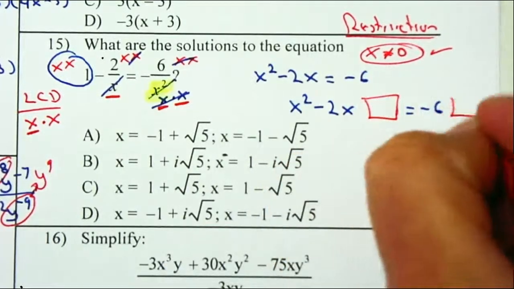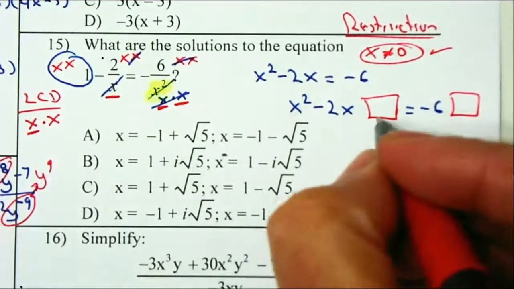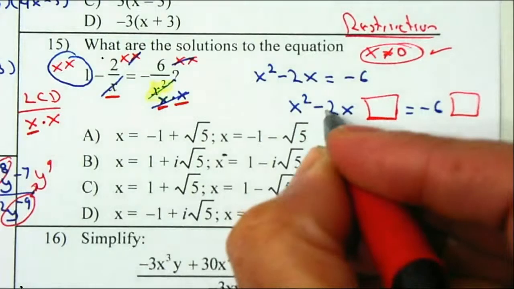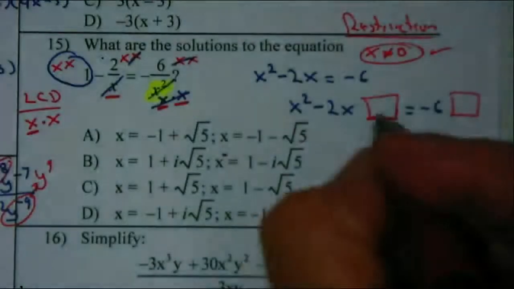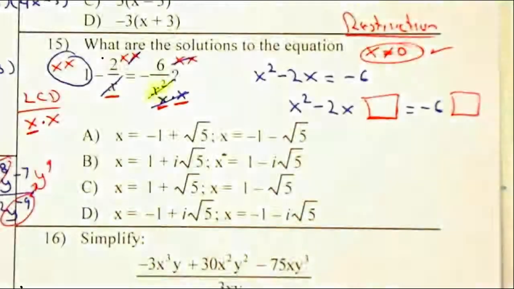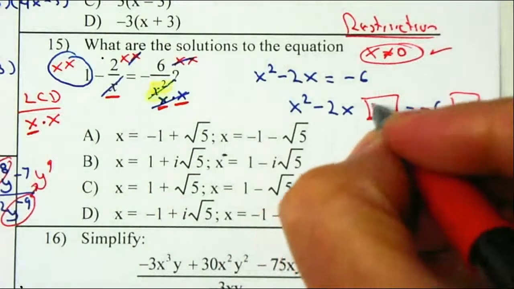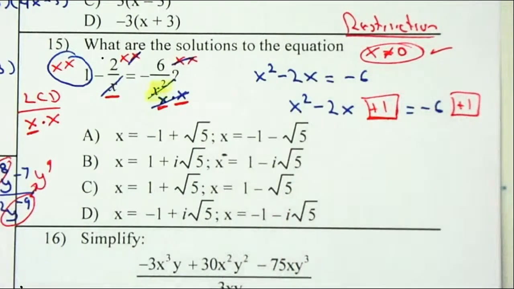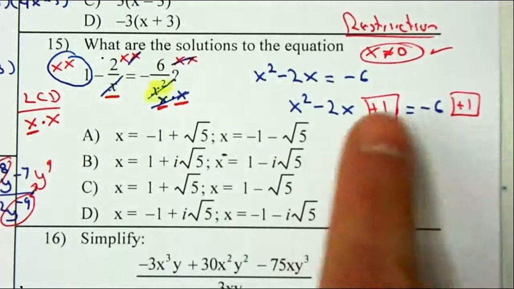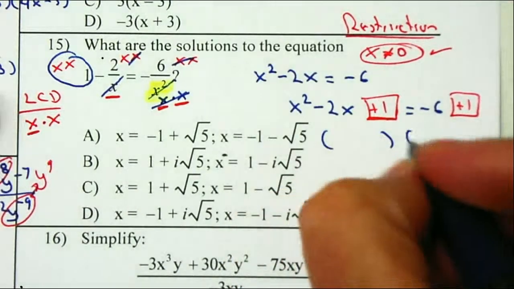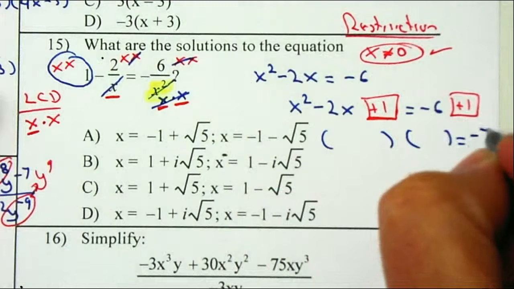To find this number, I'm going to take half of b. So half of negative 2 is negative 1, and then I'm going to square it. Half of negative 2 will be negative 1, squared gives me positive 1. Remember, what you do on one side, you need to do to the other side. Negative 6 plus 1 is equal to negative 5.